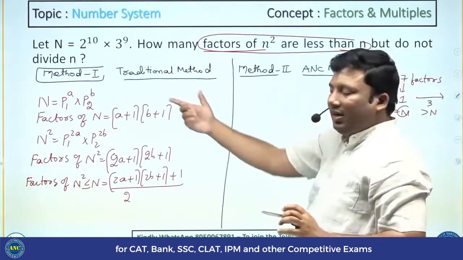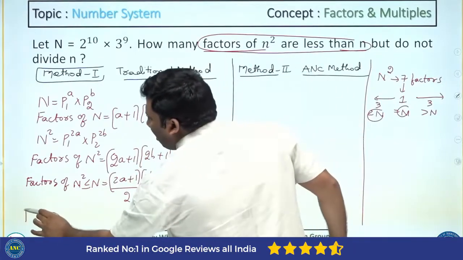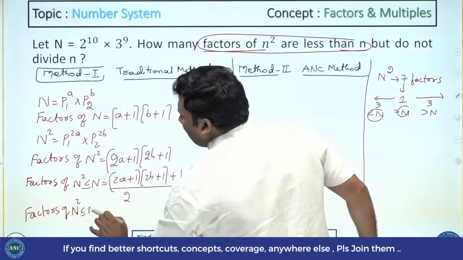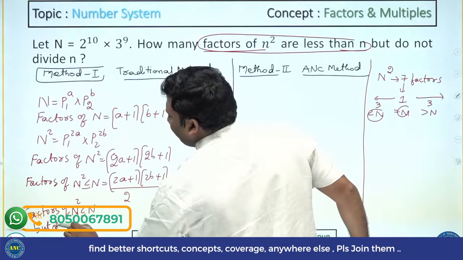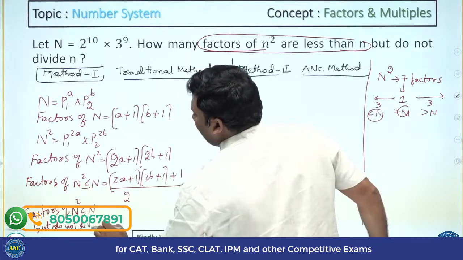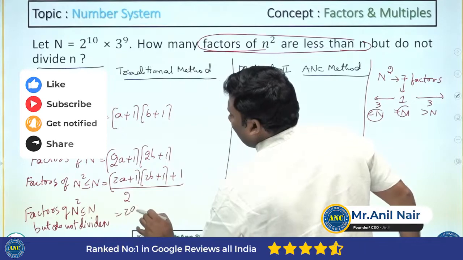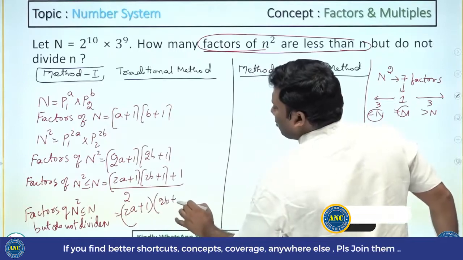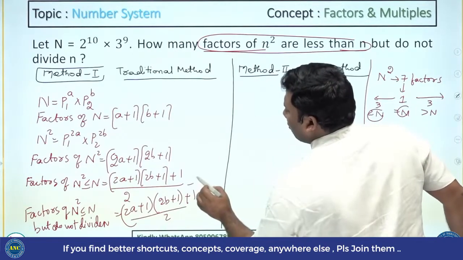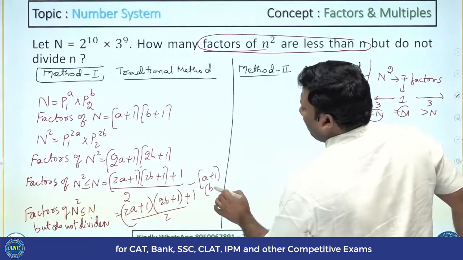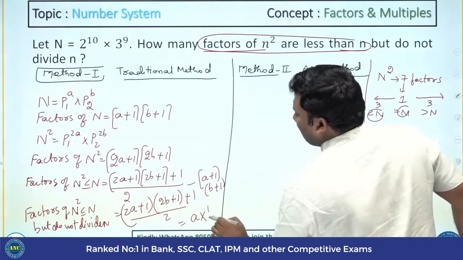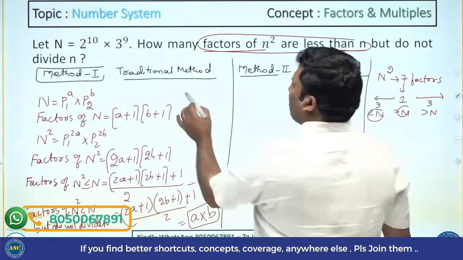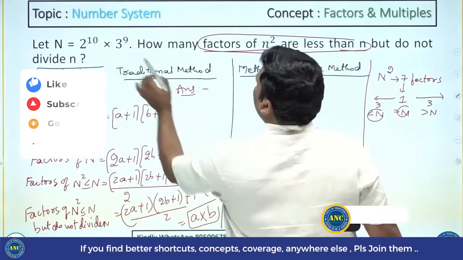But do not divide n. In that one, I do not want the factors of n. Factors of n square less than or equivalent to n, but do not divide n. So what we have to do? We have to subtract the cases. Factors of n means these will divide this number. So (2a plus 1 into 2b plus 1, plus 1) by 2 minus (a plus 1 into b plus 1). If you calculate it, the answer is nothing but a into b. So the answer for this question is just multiply the powers.